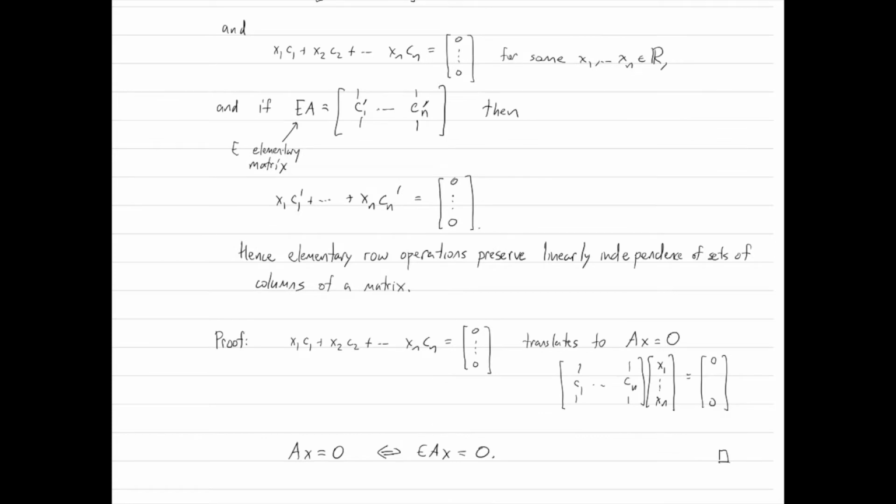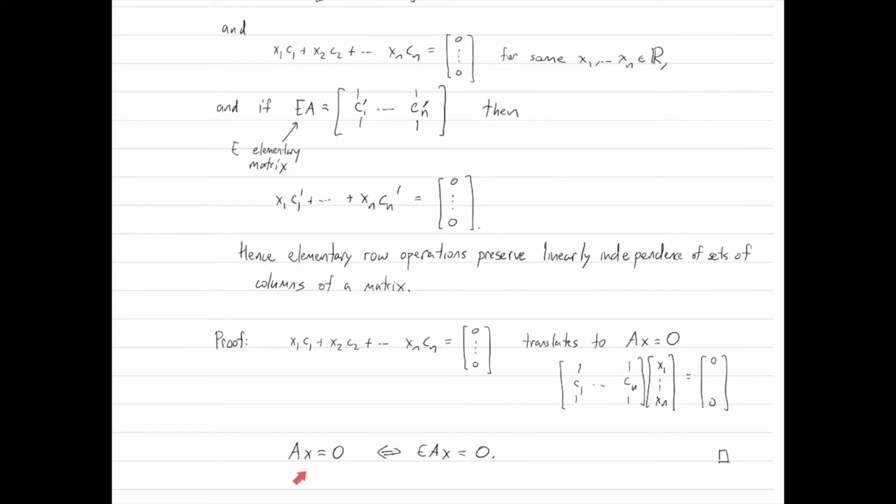The proof is quite simple. So the linear dependence relation x1 c1 plus x2 c2 and so on up to xn cn equaling 0 translates very compactly to this equation A times x equals 0, where x is this n by 1 column vector made out of x1, x2, all the way to xn, and A is the matrix consisting of the columns. Okay, and so then if we have this equation, that was our hypothesis, and then that translates to Ax equals 0.